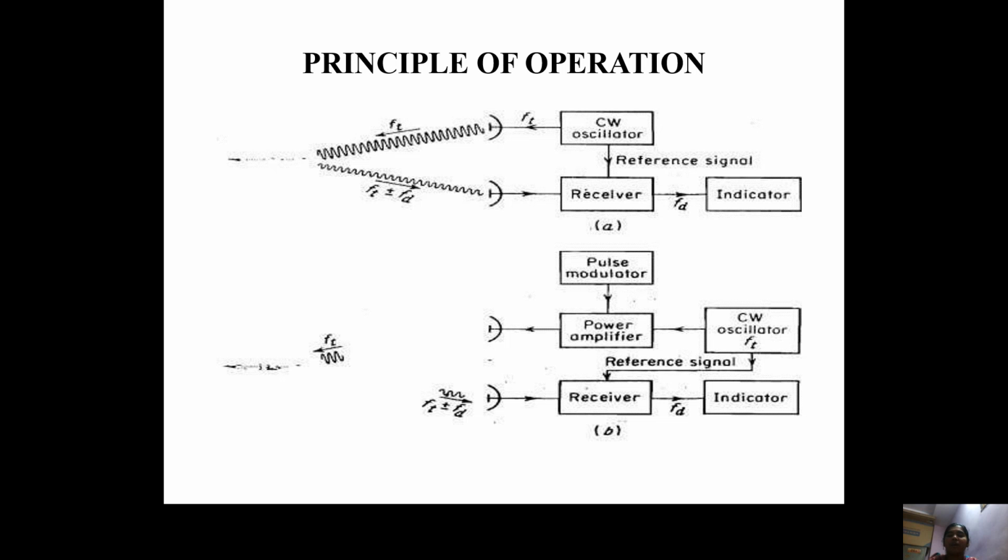Unlike the continuous wave transmitter, we have the advantage of having this reference signal. Using this reference signal, we can preserve the phase. It acts as a coherent reference signal. Coherence means preserving the phase. Let me show you the equations.